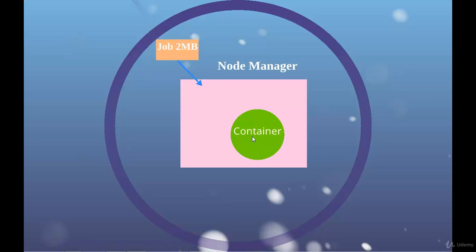Now if you are a programmer and you said 2 MB and the NodeManager allocated the job to its cluster, but you are not taking 2 MB. You are taking more than 2 MB. How do we know that a process, if it says it needs 2 MB, is going to take only 2 MB or not? How do we find it out?